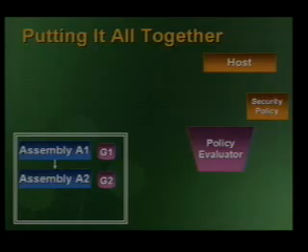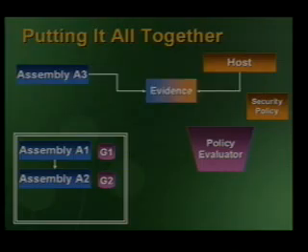So A2 decides it wants to call a method in assembly A3. What happens first is we have to go load that assembly. So we go locate it, and we find out where A3 is. And during the load process, what we do is we extract the evidence. We extract the implicitly trusted evidence from the host, and the initially untrusted evidence from the assembly, and we bind this up into an evidence object.